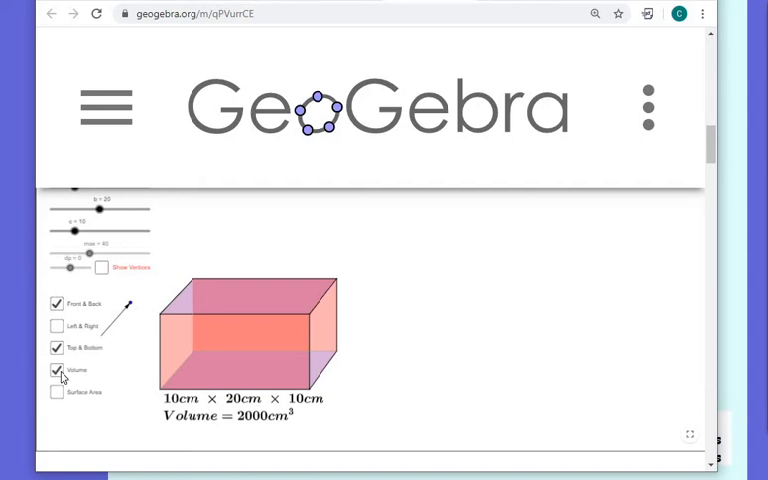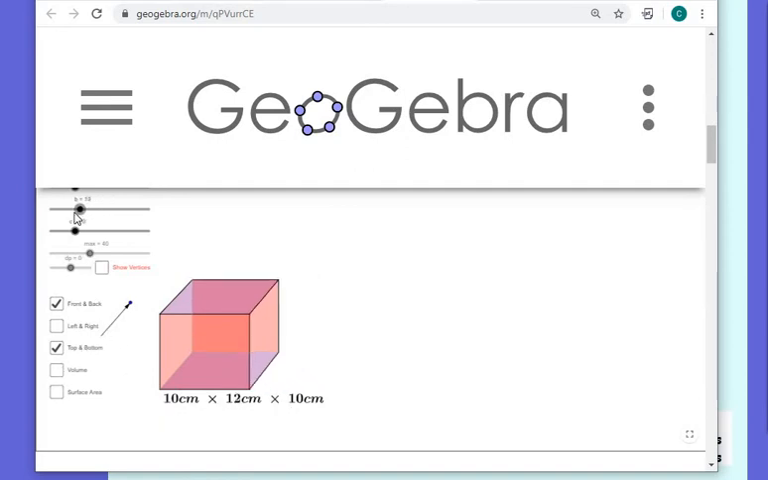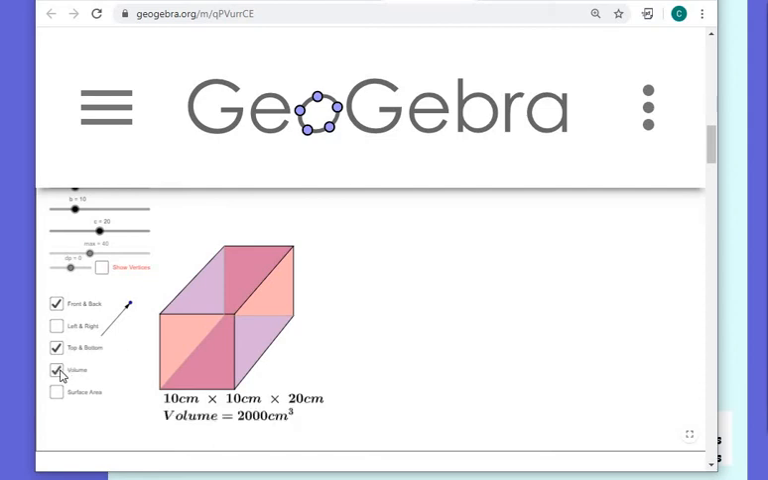Interesting, my volume's doubled. I've now got 2,000 centimetres cubed. Is that what you'd have predicted? Let's go back to the start. How about if I go like this? What's my volume going to be now? Pause the video, write down your answer. Oh, once again, my volume's doubled to give me 2,000 centimetres cubed.